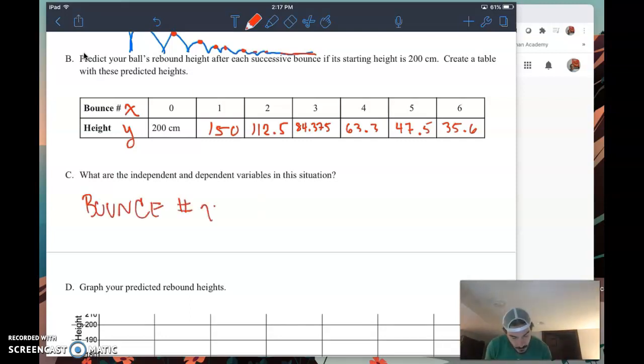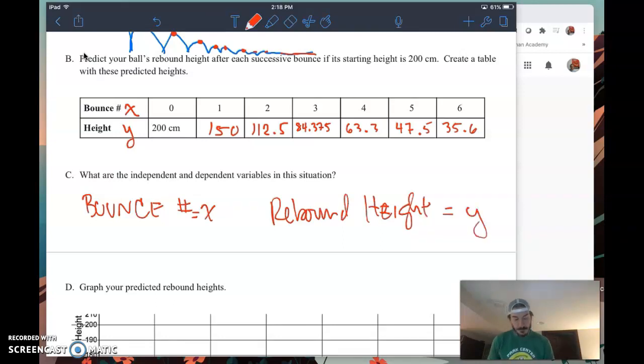is going to be my independent variable, or x, and my rebound height, H-E-I-G-H-T, is going to be my dependent variable, my y. Okay, and you can kind of see that I set that up in my table. It's very common in tables to have x's be the first row and y's be the second row. So there was some thought that I put into that.